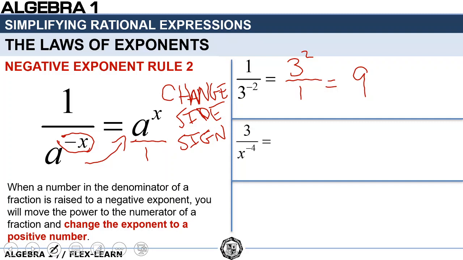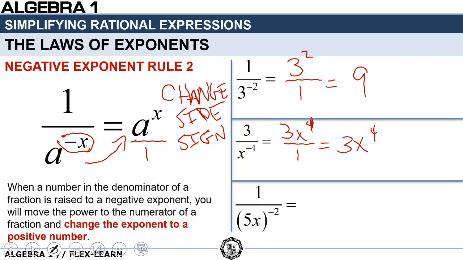Okay, 3 over x to the negative fourth power. 3 stays put, 3 doesn't have any exponents. We're just going to move the x to the fourth up top. So it moves to the top side of the fraction, and it becomes a positive 4. Then on the bottom you would have just a 1 because nothing's left there. But anything divided by 1 is just itself, so this just becomes 3x to the fourth power.